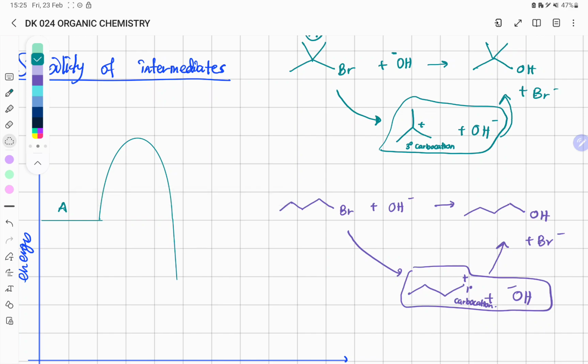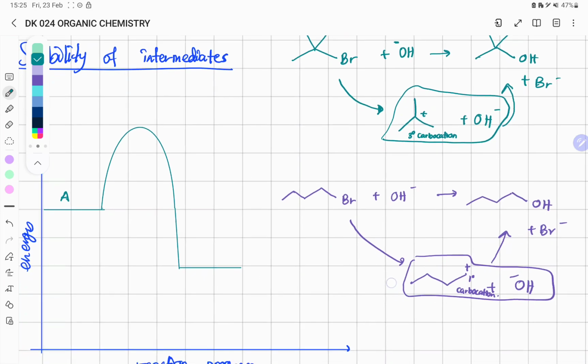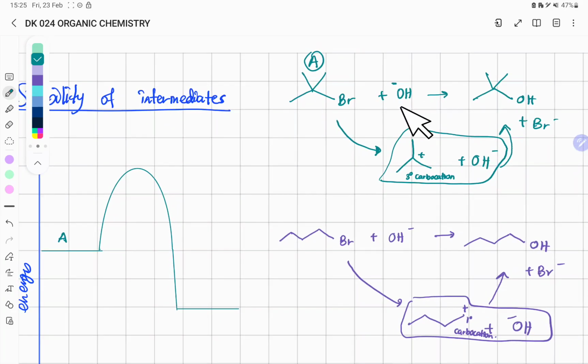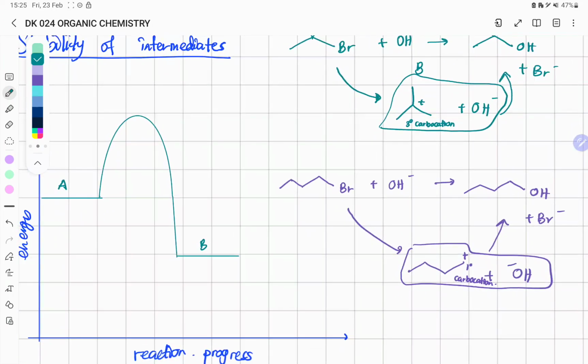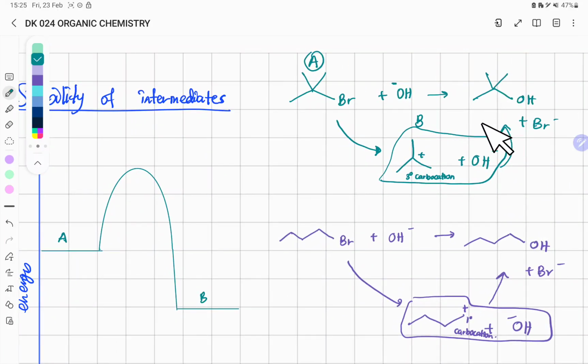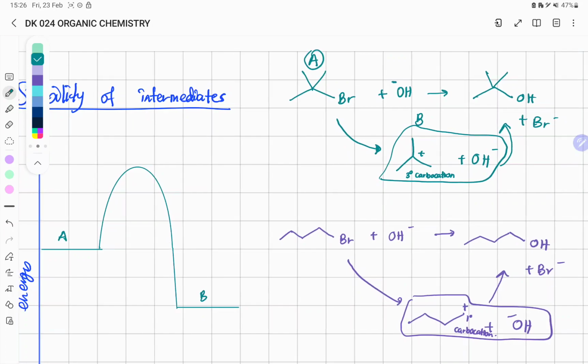Okay. Alright. Kemudian dia akan jadi like that. Ini adalah dia punya B. Intermediate dia dekat sini. Now, intermediate ni nak jadi yang ini, kita kena hasilkan bond. Okay, kita kena hasilkan bond yang baru dan putuskan bond yang lama kalau perlu.